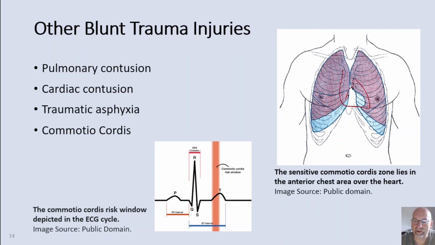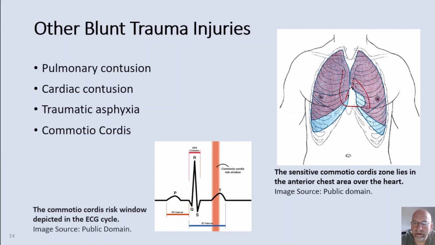The term asphyxia is often associated with a fatal outcome, but these patients often have a good prognosis with appropriate trauma care. Pre-hospital care for pulmonary contusion, cardiac contusion, and traumatic asphyxia includes treating any symptoms that may be present, appropriate airway management, and rapid ALS transport to a trauma center.